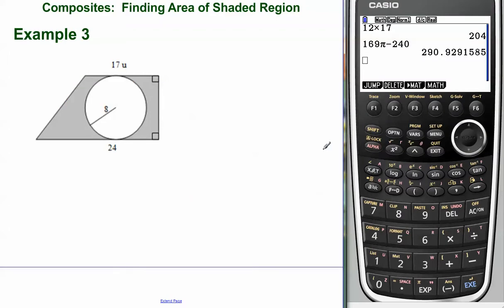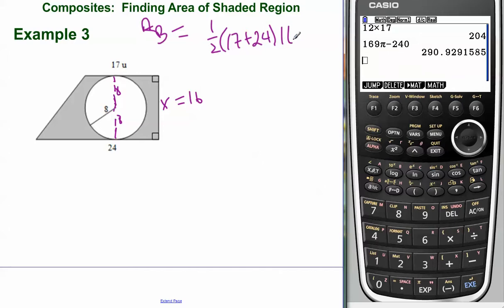One last example. Okay, and these are very popular ones too because they make you think, what is going on here? We need to know what our radius is for our circle, which is 8, but we need to know the height right here. Well, that's pretty easy too because our radius is 8. That's 8. So our height is equal to 16. Area of the big, which is my trapezoid, is 1/2 base 1 plus base 2 times my height. So 8 times that. Well, that's basically 17 plus 24, enter, times 8.